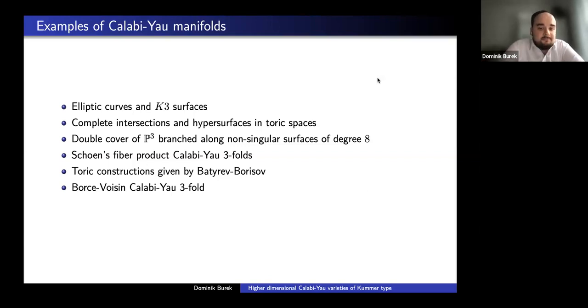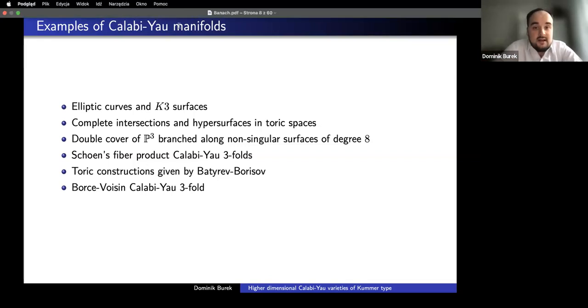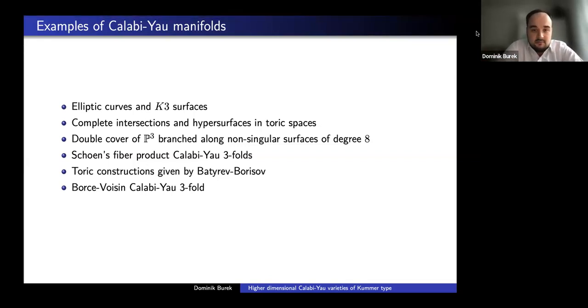Toric constructions by Borisov and Batyrev: since they are toric, they have some kind of combinatorial data attached to them, so at some point they can be handled by computer. So of course they are important for verifying some observations. And as I mentioned previously, the Borcea-Voisin Calabi-Yau threefold, which is very important for my PhD. Soon I will generalize that construction.